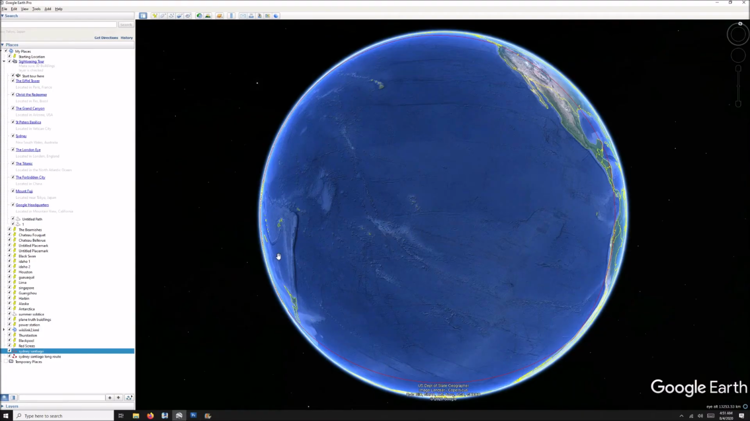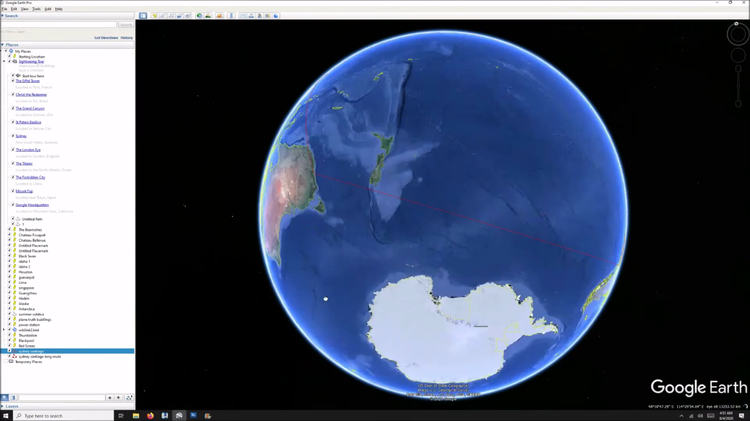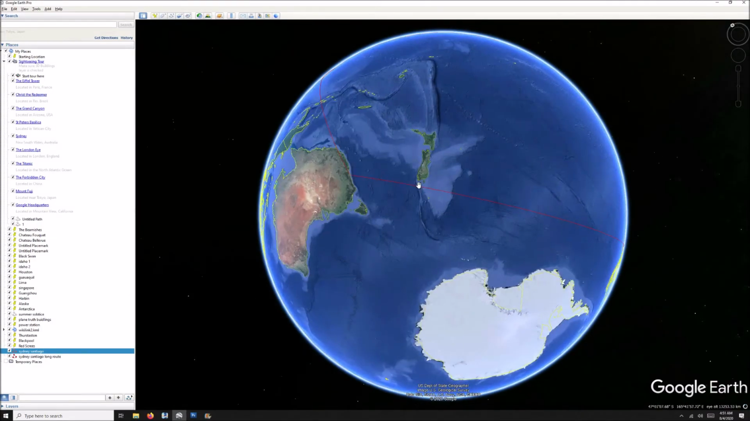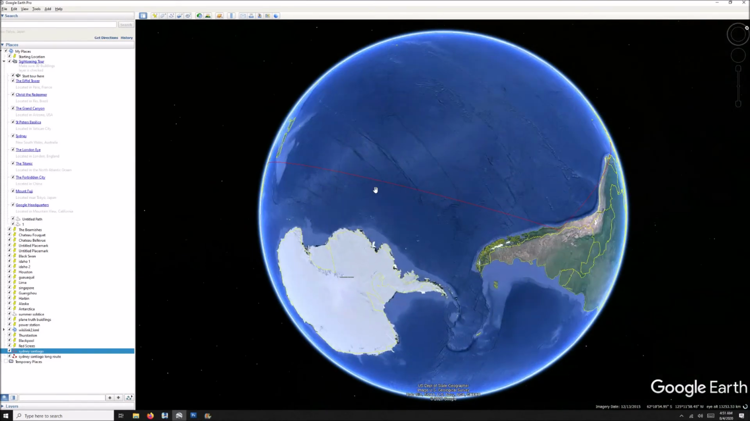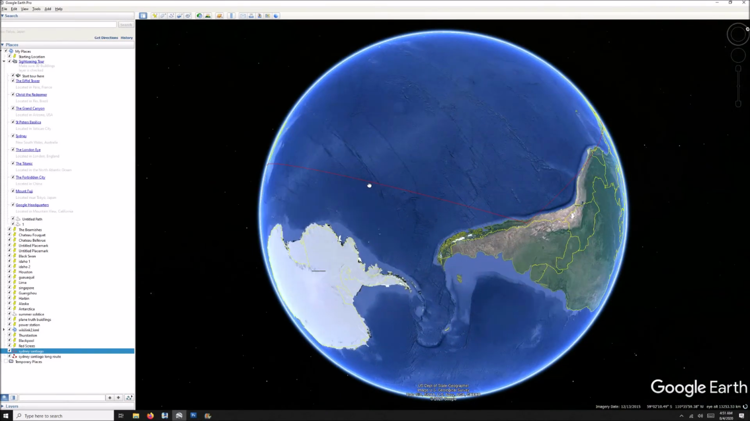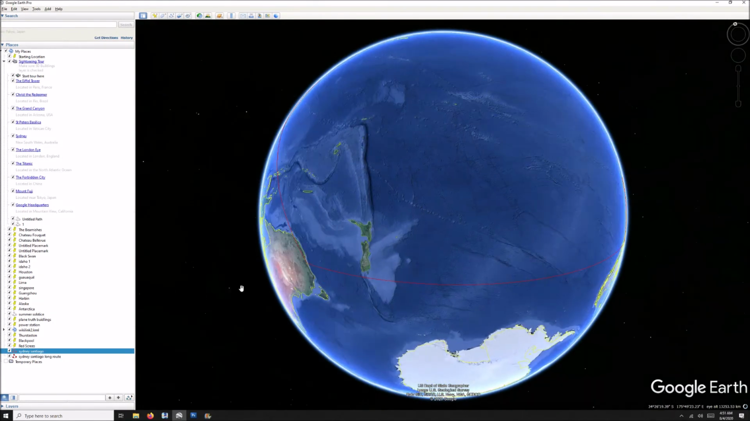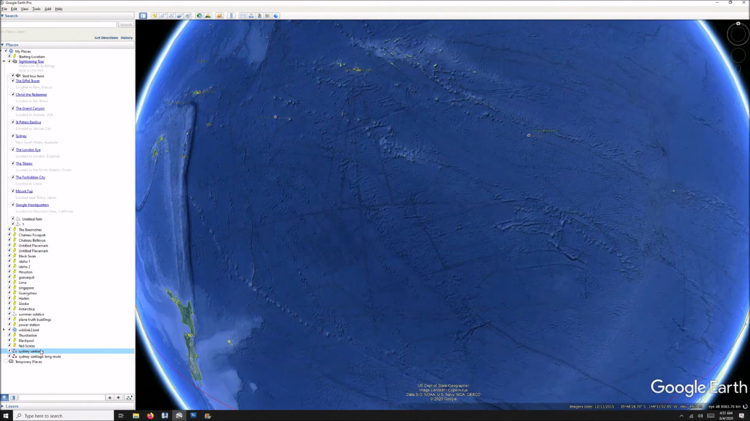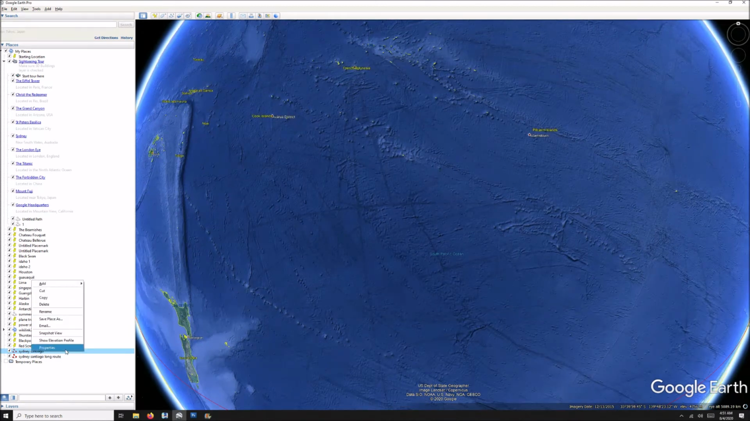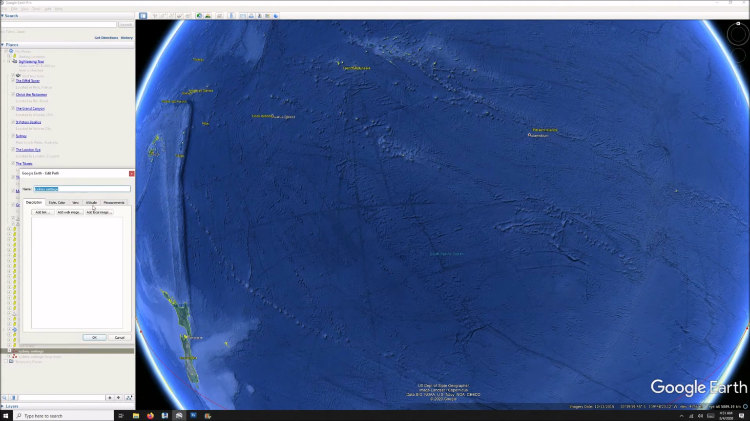That would be Sydney, south of New Zealand, approaching Antarctica, and then over to Santiago. And if we compare the lengths of those two paths, let's see, Sydney to Santiago, properties, measurement, 7,000 miles.